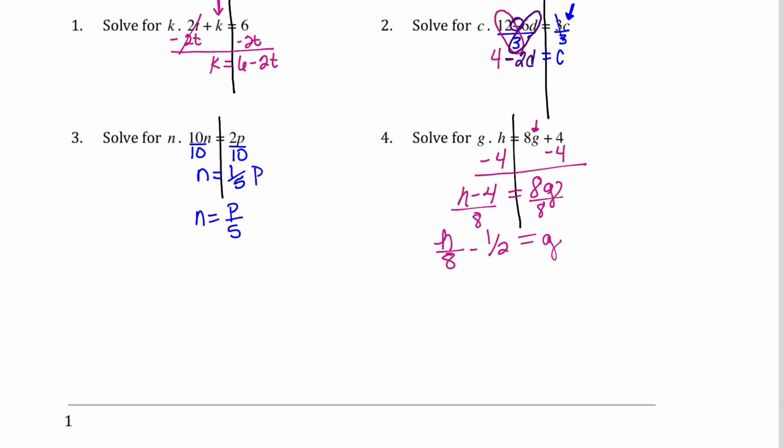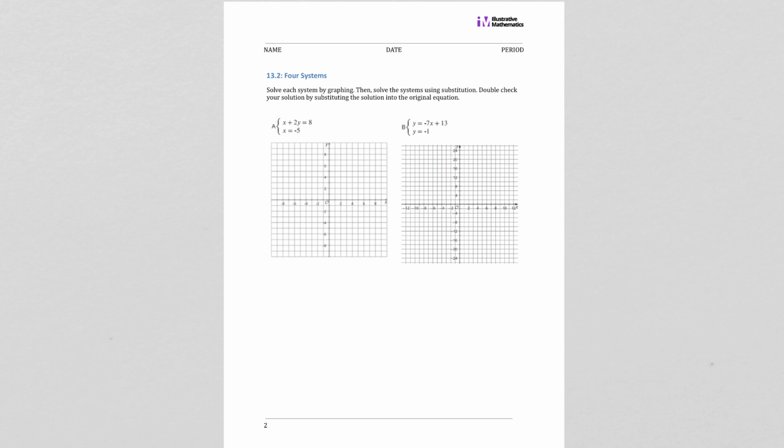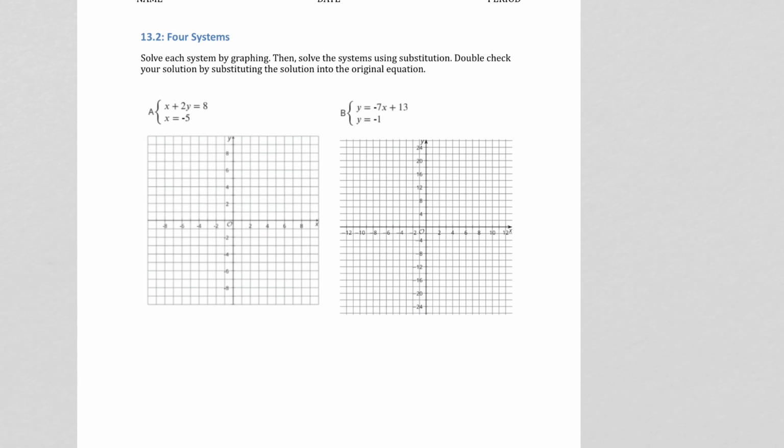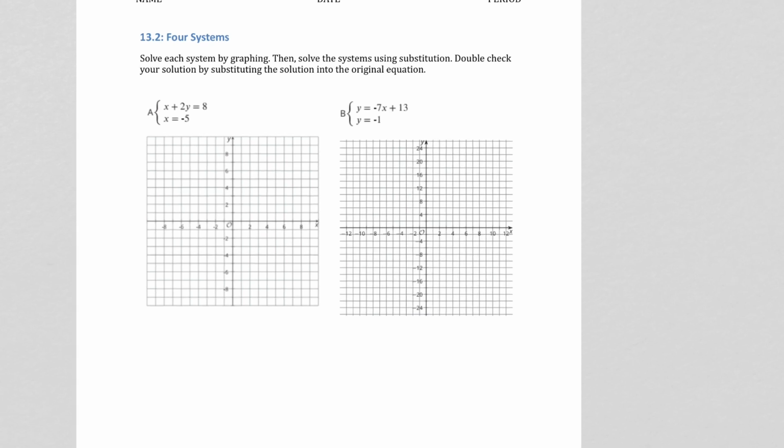section 2. So we're going to the next page now. Now we are going to graph these systems. So we have 4 systems, and I gave you guys a lot of space because I changed how I wanted this lesson to look a little bit. So we're going to solve each system by graphing.